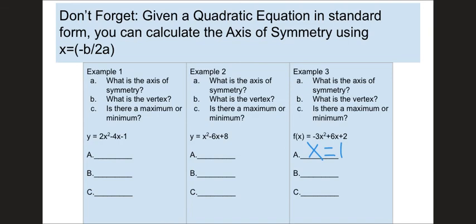So for example 3, x equals 1 for our axis of symmetry, our vertex is at 1, 5. Now, I'm looking at my a for this quadratic, and I noticed it's negative, which means that our parabola is inverted, which means the vertex is at the top of the parabola, which means that it is a maximum.